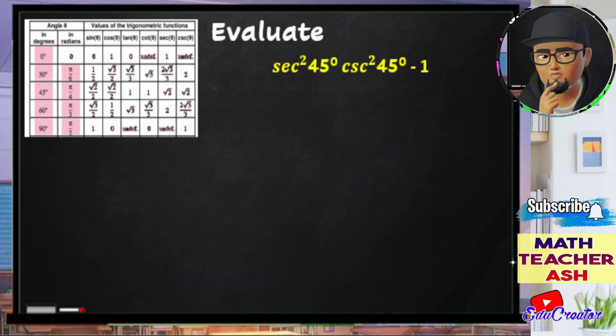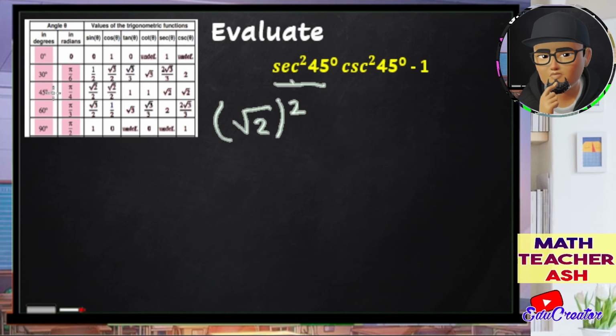Okay, so what is the value of secant 45 degrees? If we check our table, we have 45 here, and the secant of that is square root of 2. So therefore, the value of this is square root of 2 squared. I hope you got that one because it is right here, secant squared. I hope that is clear to you, my dear math learners.